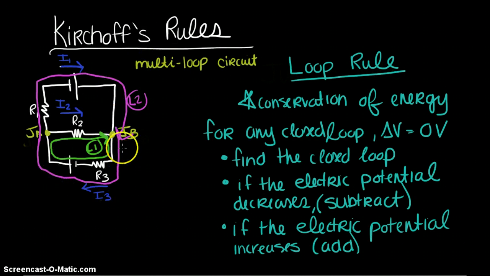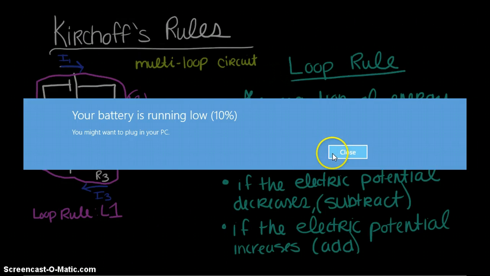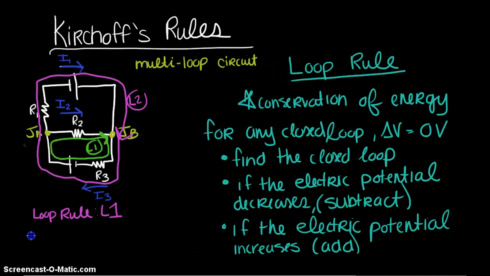So now let's take a look at how we can apply the loop rule. Loop rule for loop 1: first thing I do is think about where I'm starting from, and I go to every circuit element and decide if that's going to be a drop or an add. So as current goes through R3, I'm going with the direction of current here in this bottom green loop. I'm going to have a voltage drop, so I'm going to subtract delta V across R3.